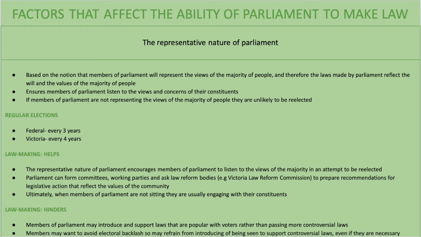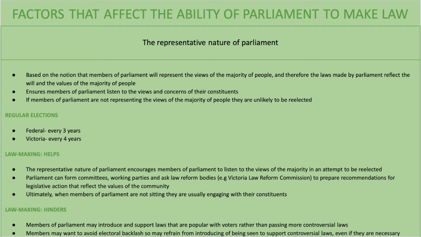Looking at how the representative nature of Parliament helps lawmaking, it encourages members of Parliament to listen to the views of the majority in an attempt to be re-elected. Parliament can form committees, working parties, and can ask law reform bodies such as the Victorian Law Reform Commission to prepare recommendations for legislative action that reflects the values of the community. Ultimately, when members of Parliament are not sitting, they are usually engaging with their constituents.